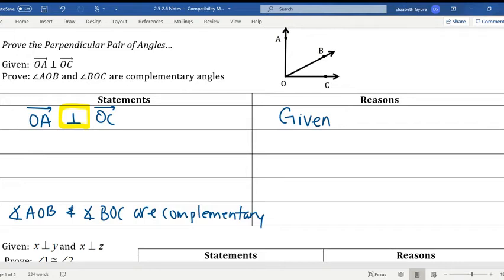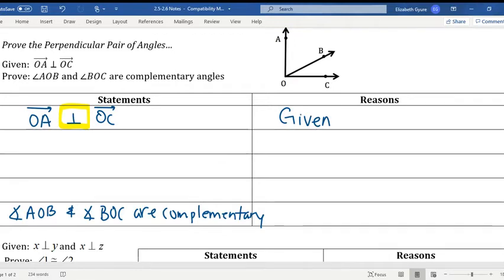So let's think logically here. How could perpendicular lines help me with that? What do we know about perpendicular lines? Ella? They intersect to form 90-degree angles. Or I said 90-degree angles, I was thinking I said right angles. They intersect to form 90-degree angles.